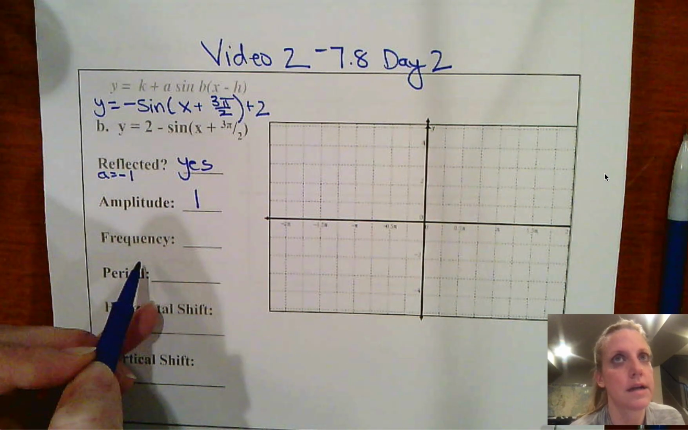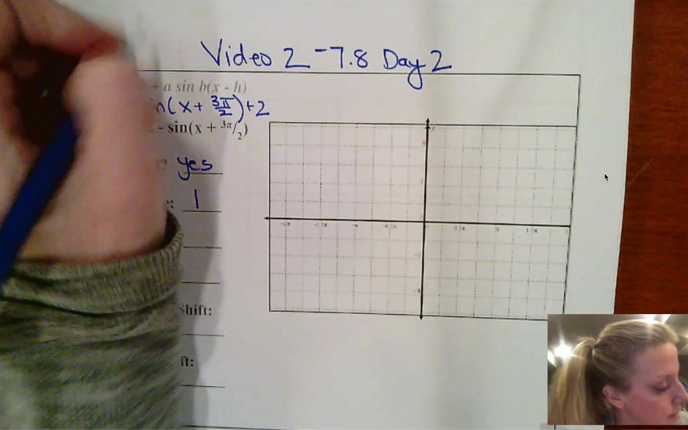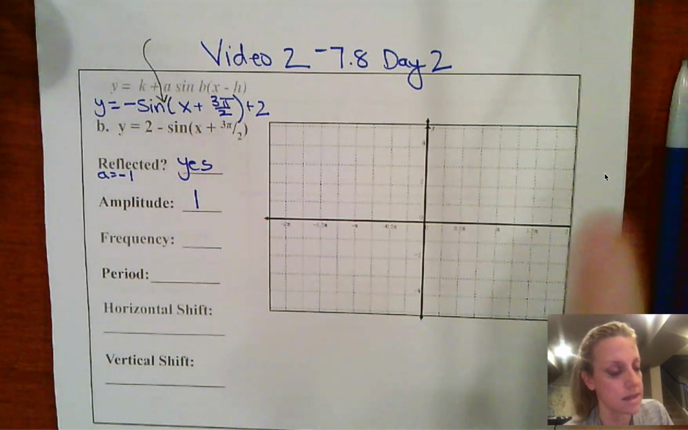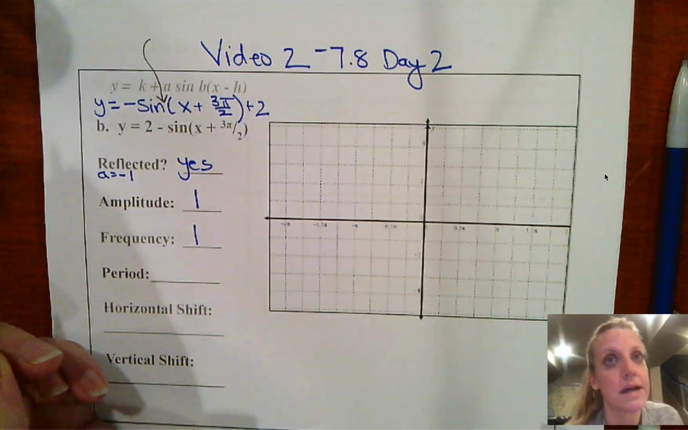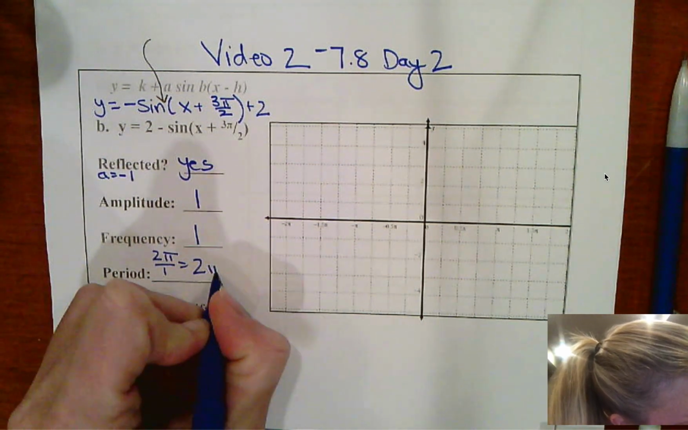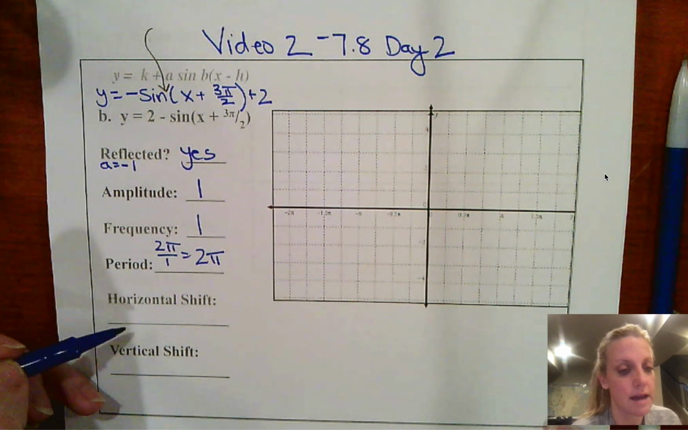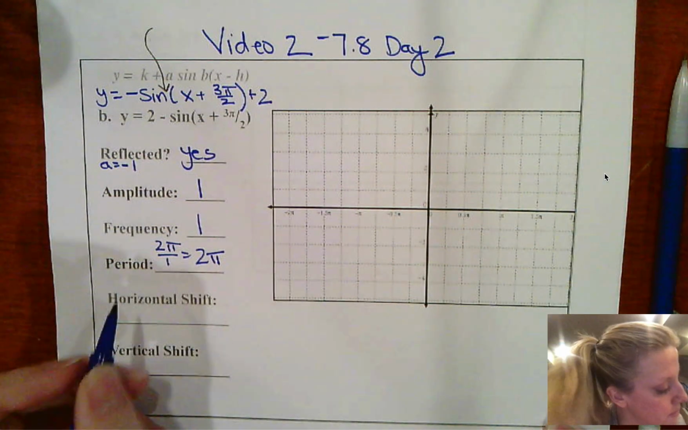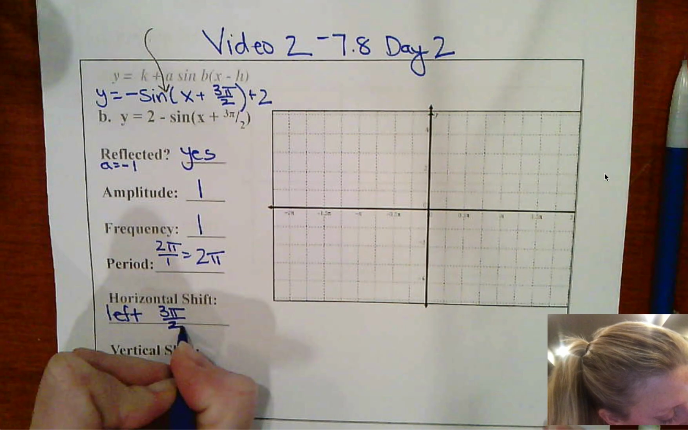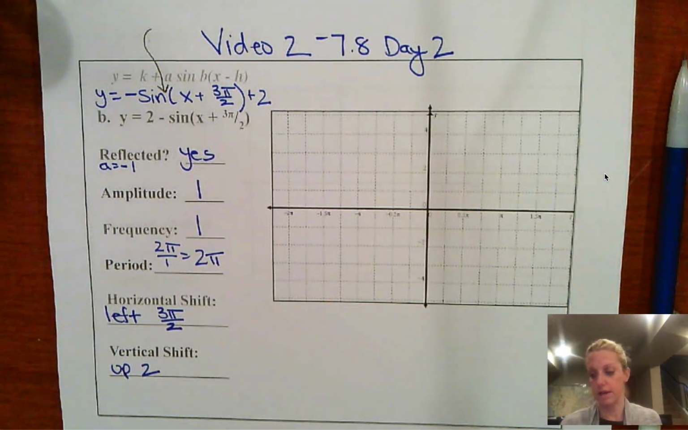And if you look, the frequency, if there was something other than 1, it would be right here between the sine and the x. And since there's nothing there, we have a frequency of 1, which means we have a period of 2 pi divided by the frequency, so a period of 2 pi. So that's nice. We definitely have a horizontal shift. The plus 3 pi over 2 lets us know we're going to the left 3 pi over 2. And then the vertical shift, the plus 2 at the end, lets us know we're going up 2.